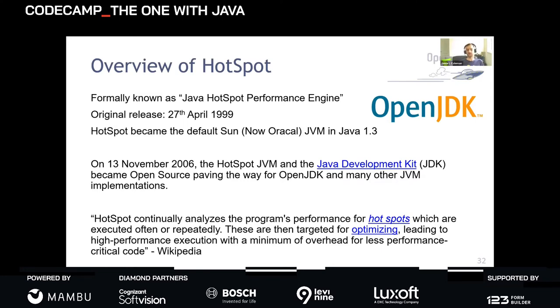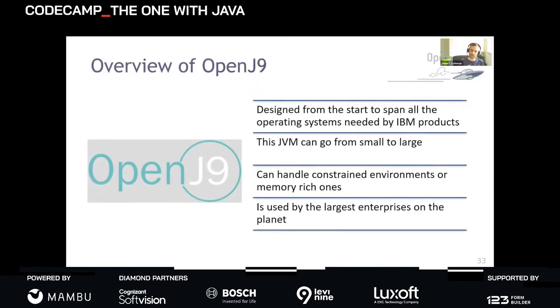And in 2006 it was open sourced, and this really is a pinnacle moment, because it paved the way for all the open source projects and different JVM implementations we have today, which is really cool. What it does is analyze a program's performance for hotspots, which is where the name is derived from: stuff that's executed repeatedly. It looks at those and tries to optimize them in different ways.